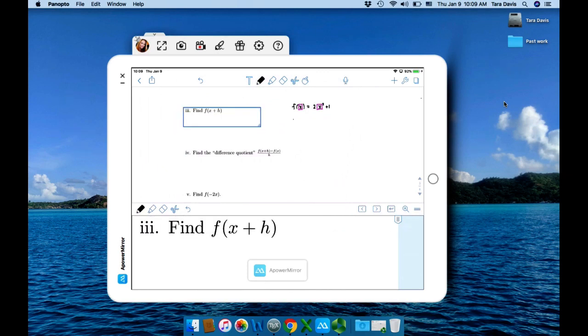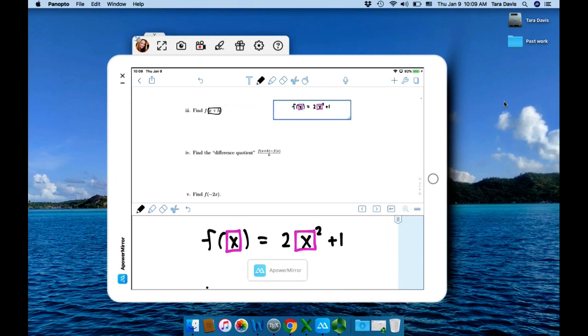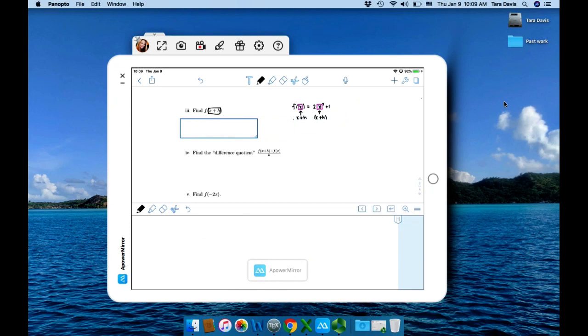Okay, so here now it's asking me for f of x plus h. So what that means is that wherever I see the x here, I need to replace it with x plus h. And it's always safe to keep it inside of parentheses. Okay, so what I'm saying is that f of x plus h is going to be 2 times (x plus h) squared plus 1. That's what it is.